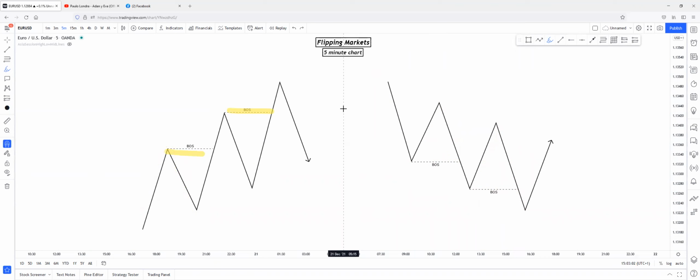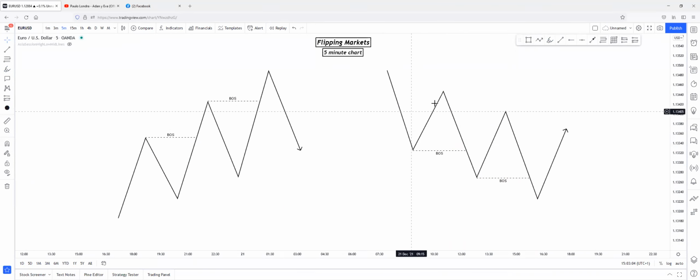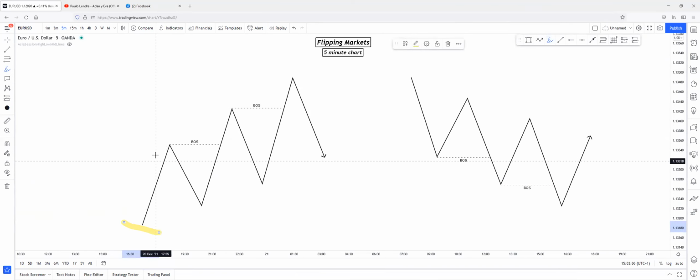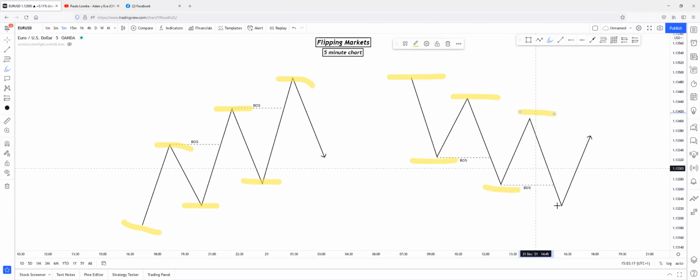Okay, so market usually moves like creating a series of lows, highs, higher lows, higher highs, higher lows, higher highs in the bullish trend, and it will create highs, lows, lower highs, lower lows, lower highs, lower lows in the bearish trend.